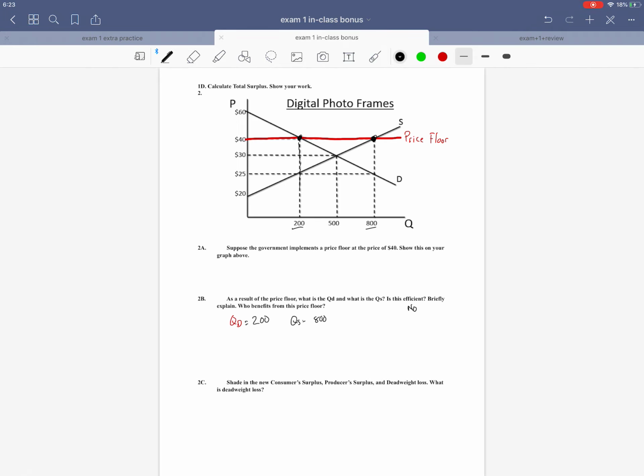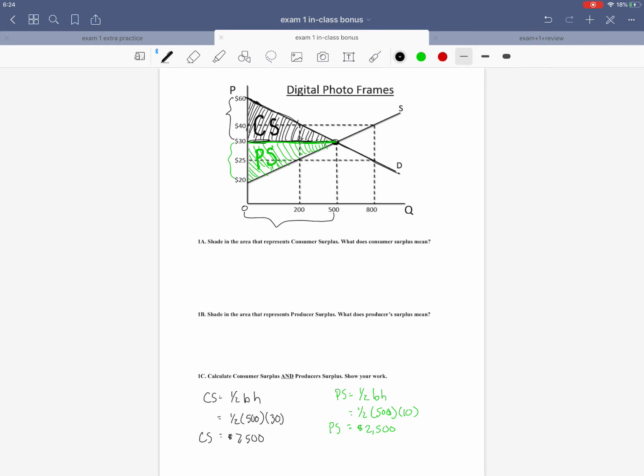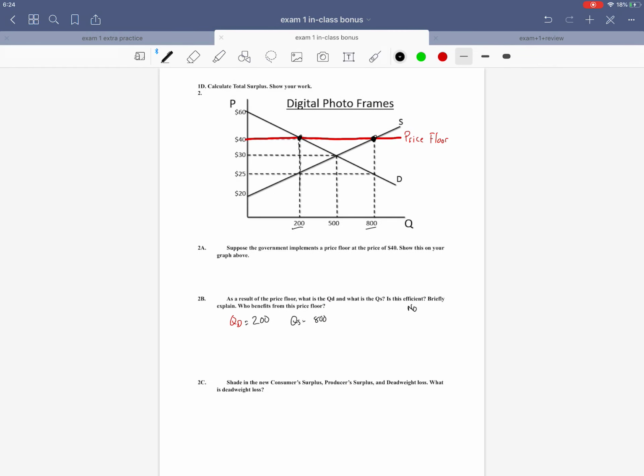Now, this last part of the question, who actually benefits from this price floor? We can say that producers benefit since they're receiving more for each unit that they sell. Previously, they were receiving $30 when our market was in equilibrium. Now they're receiving $40, even though they're selling fewer units. So we can say, in a way, that producers are benefiting a little bit. So that's how you would answer that part.